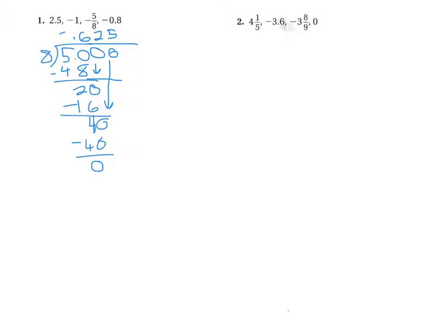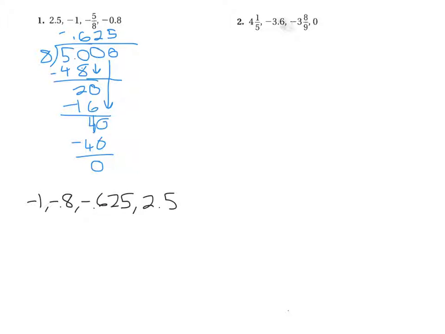So now when I'm ordering these, I know negative 1 is my lowest integer. Now I have negative 0.625 and negative 0.8. Negative 0.8 is going to be closer to negative 1. And then comes negative 0.625. That's going to be closer to 0 than negative 0.8 is. And then I have my positive number last of all.